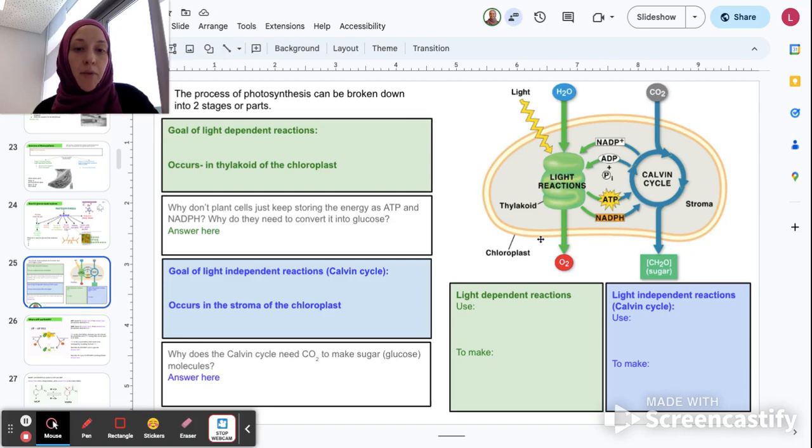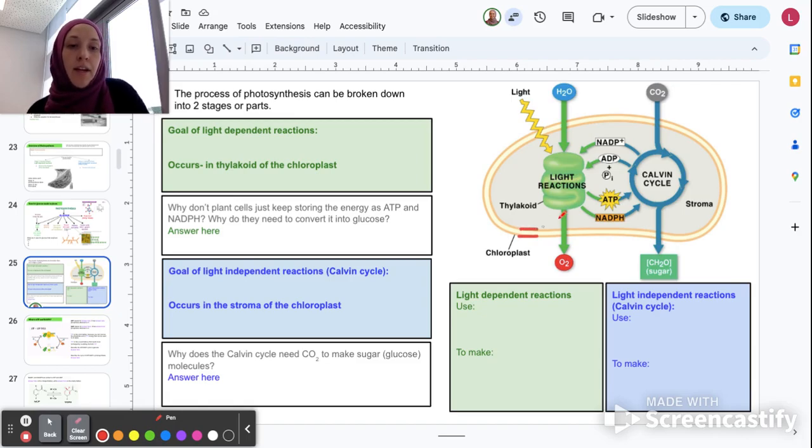chloroplast, we have the outer membrane, the inner membrane. The thylakoid, we have these discs that are stacked on top of each other. Each of these discs is called a thylakoid. And the stroma is the whole area around the chloroplast, or around the thylakoids that's within the chloroplast.